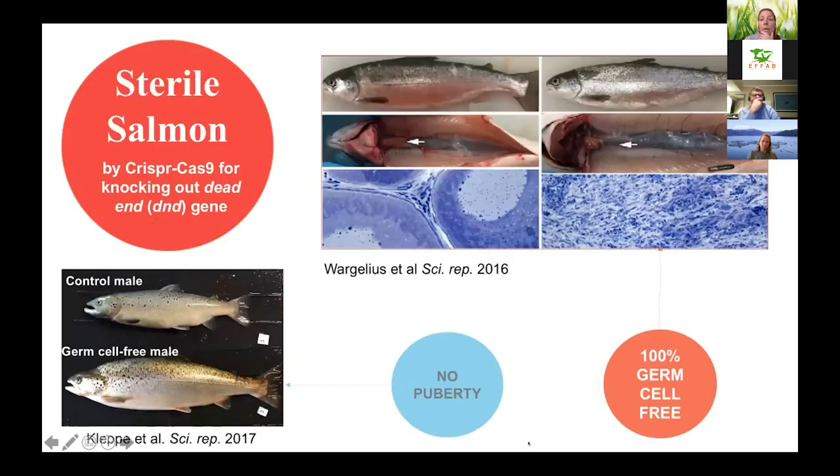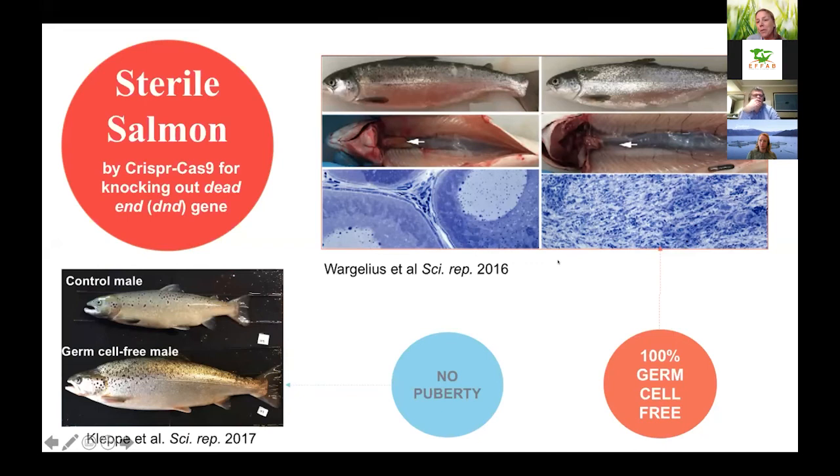So a couple of years ago, we had a project where we knocked out genes involved in germ cell formation, and one of them was the dead end gene. I think this has already been presented by others here today, but we knocked out this gene, and what we could see is that we didn't get any formation of germ cells. This shows a female control where you have the oogonia, but the knockout female doesn't have any germ cells. And this phenotype is interesting.